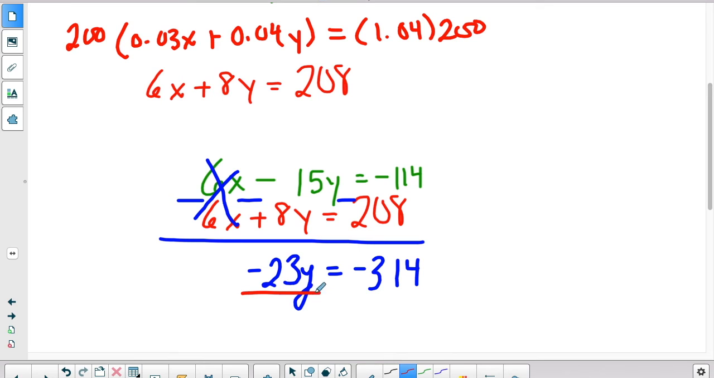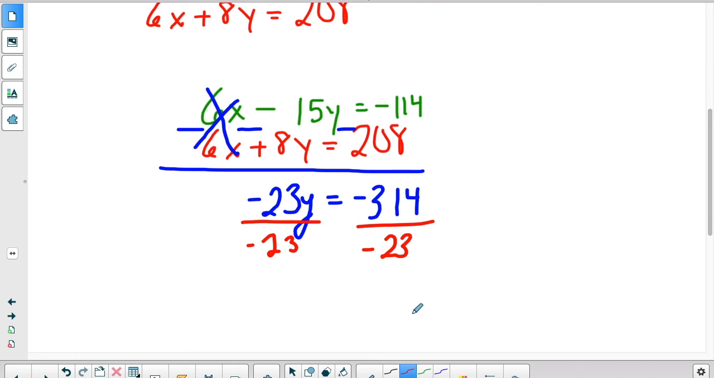And then again, we can divide both sides by negative 23. And y will equal 14. And then we can plug it back in and see that x is equal to, I believe it was 16. So our answers were 16 and 14, and we get them here. Still, it's just that we deal with whole numbers instead of decimals, and it'll work just fine.